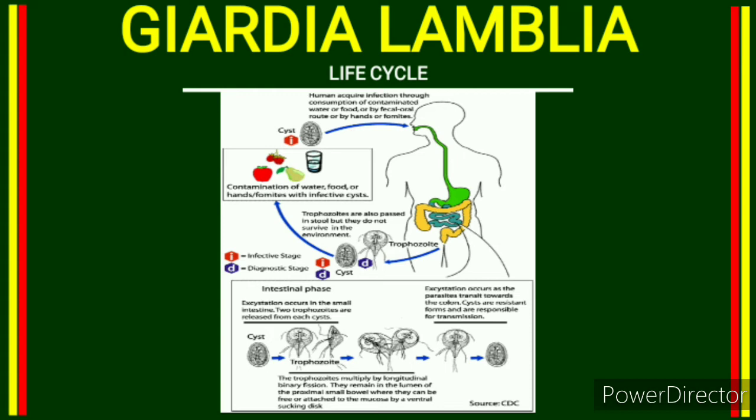In the small intestine, excystation releases trophozoites. Each cyst produces 2 trophozoites. Trophozoites multiply by longitudinal binary fission, remaining in the lumen of the proximal small bowel, where they can be free or attached to the mucosa by a ventral sucking disc. Encystation occurs as the parasite transits toward the colon. The cyst is the stage found most commonly in non-diarrheal feces.